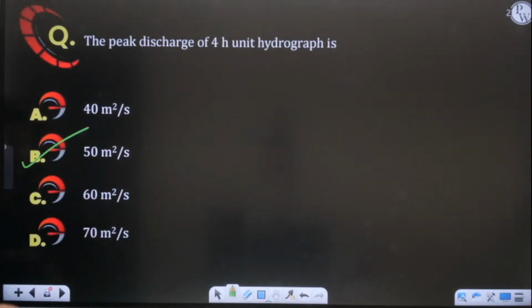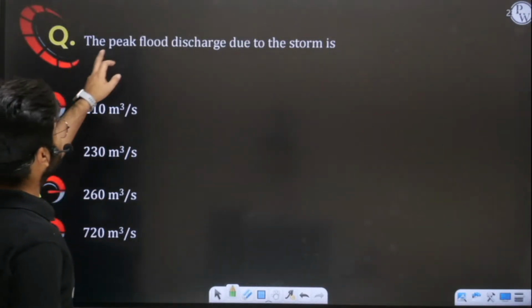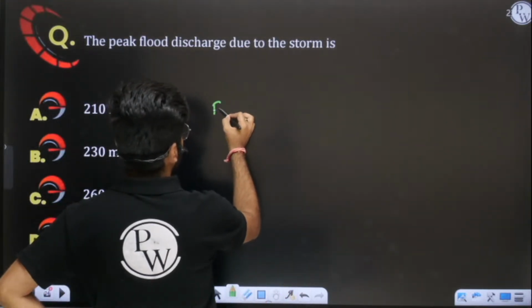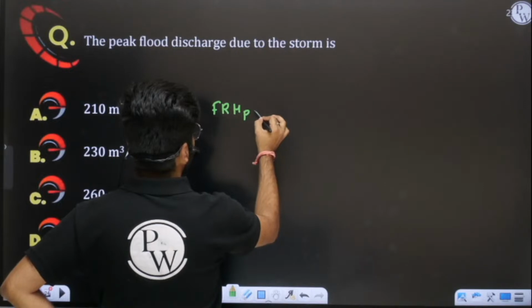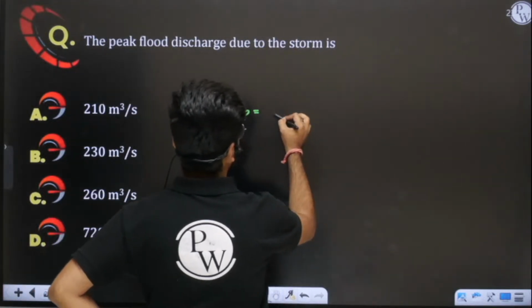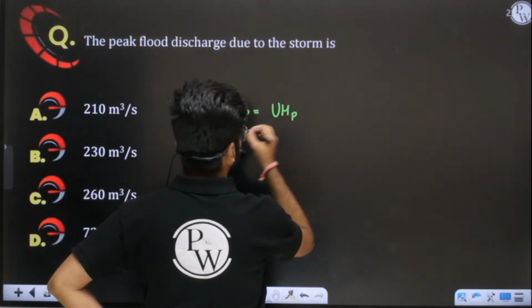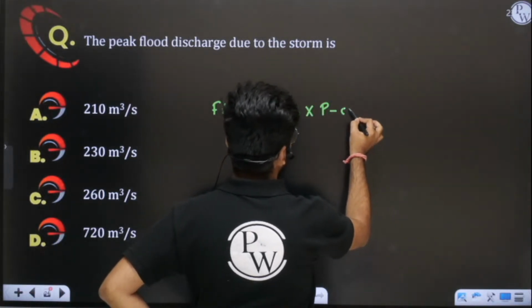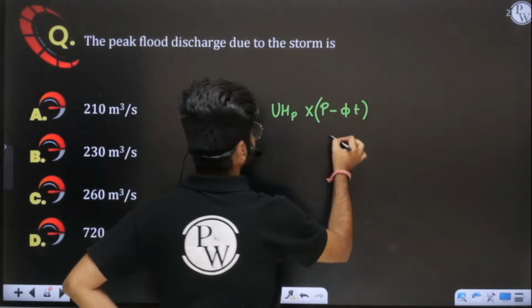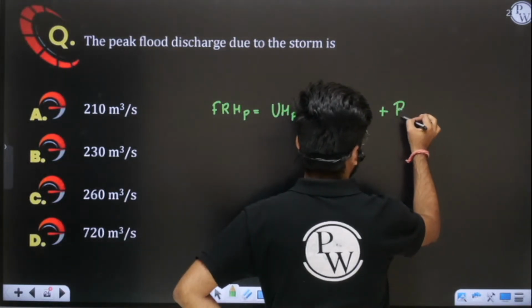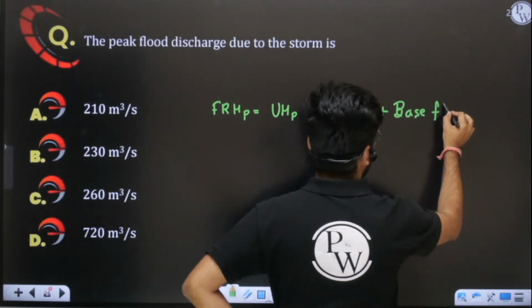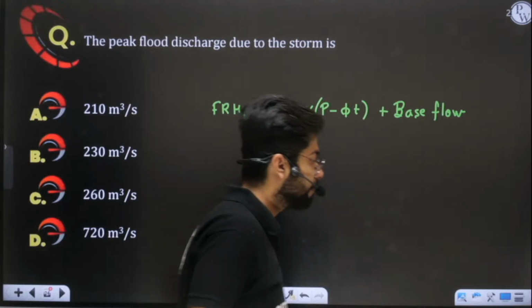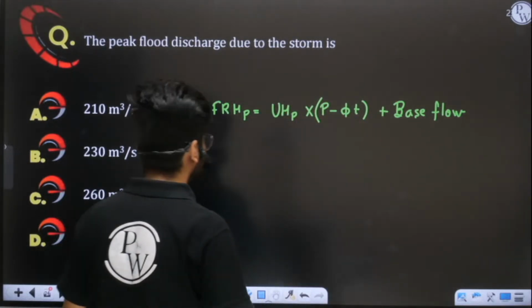Now they are saying find the peak flood discharge due to the storm. If you want to find the flood runoff hydrograph peak, I will use this formula: the flood runoff hydrograph peak is the unit hydrograph peak, which you have just found, 50, multiplied by the effective rainfall depth, which is P minus phi T, plus the base flow. It is a very important formula. I have already told you many times that you will get questions from this.